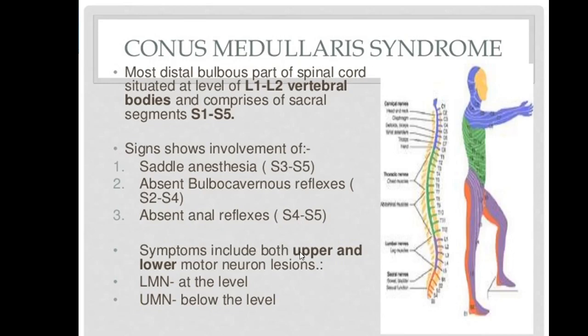Symptoms include both upper and lower motor neuron lesions: lower motor neuron lesion at the level of the compression and upper motor neuron lesion below the level of the compression. So here you can see the upper motor neuron lesion, and here you can see the lower motor neuron lesion.